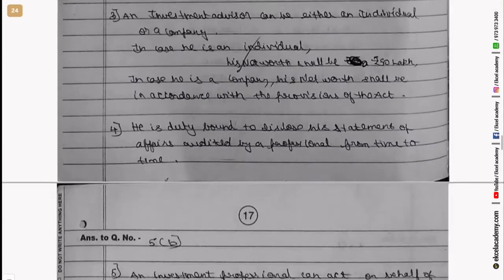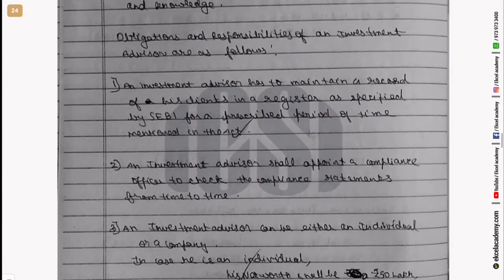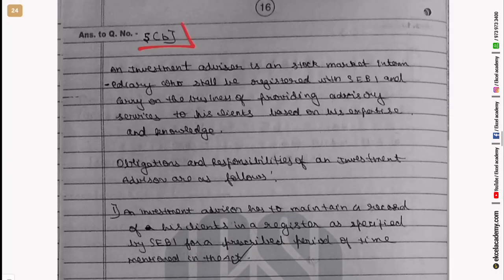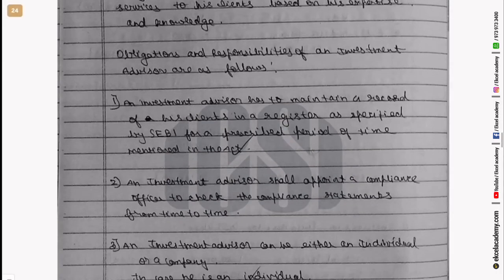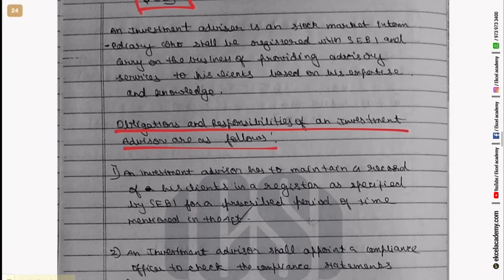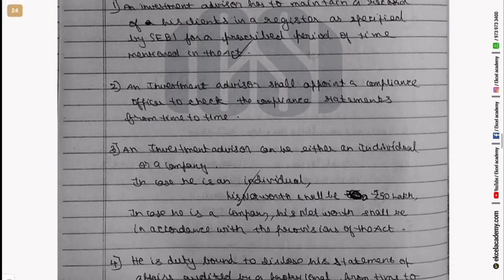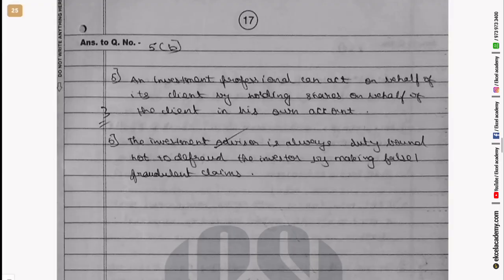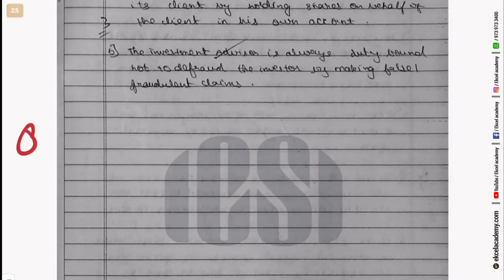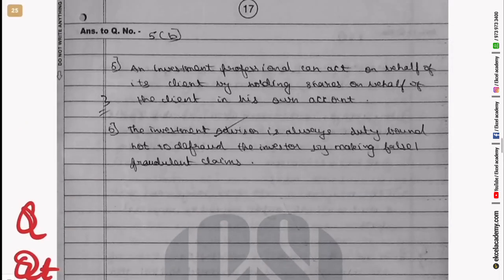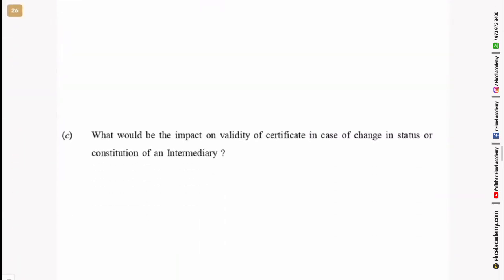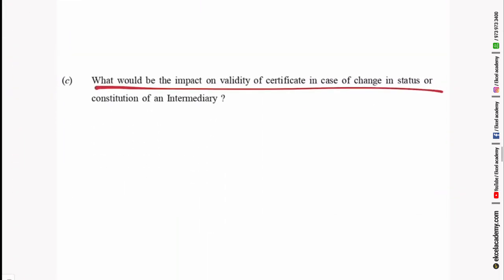And in this case, the student here has written obligations and responsibilities of the advisor. So first, he has given a very nice intro. Who is the advisor? Then what are their obligations? Point wise. 1, 2, 3, 4, 5, 6. So again you see quality and quantity. Both is there. He has got 3 marks, which is also very good marks for 4.